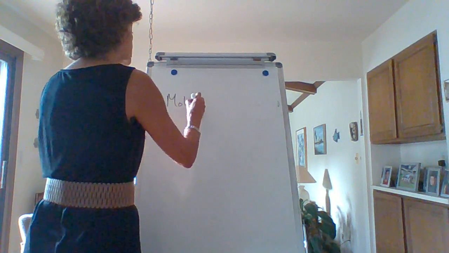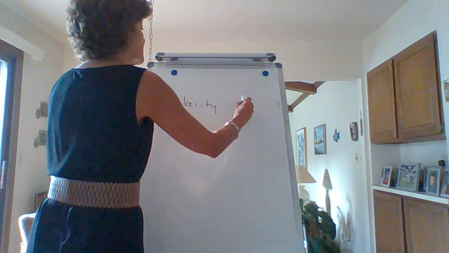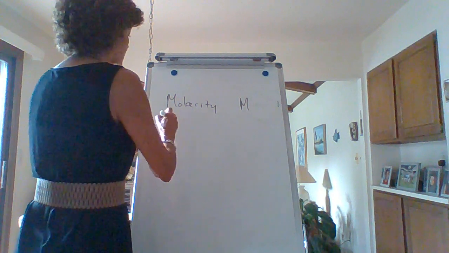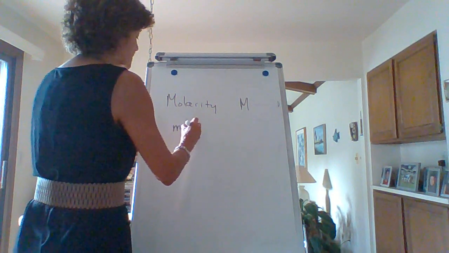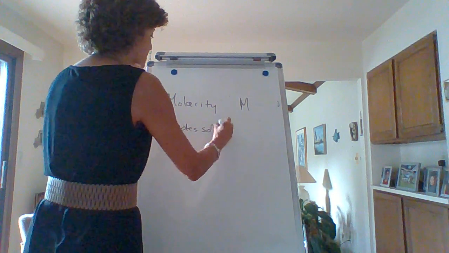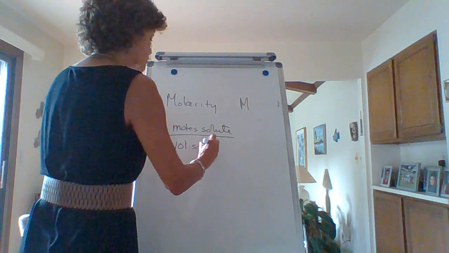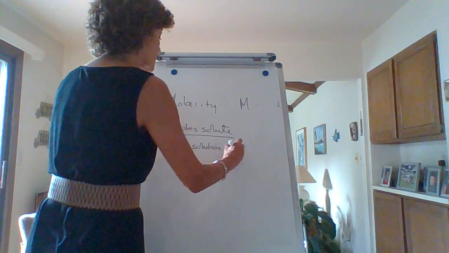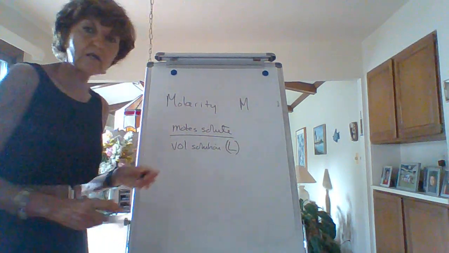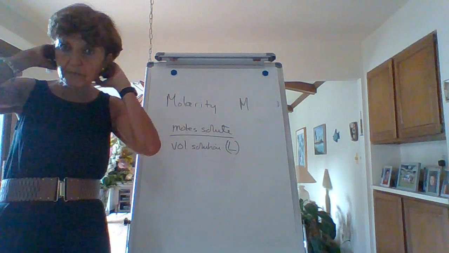Molarity, which is capital M, is basically moles of solute divided by the volume of the whole solution in liters. Okay, there's no multiply by 100. This is not a percent.